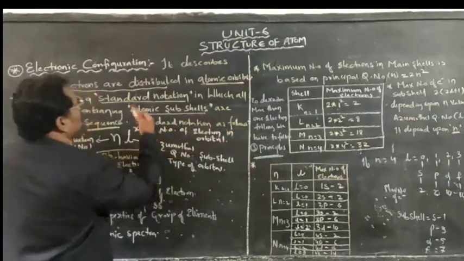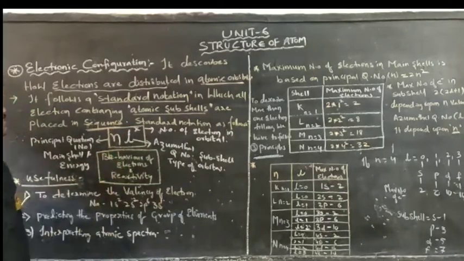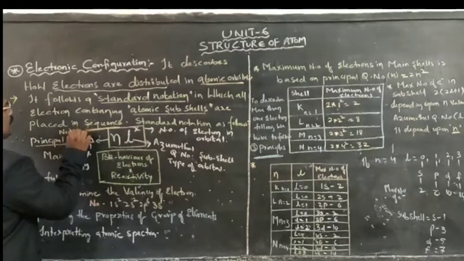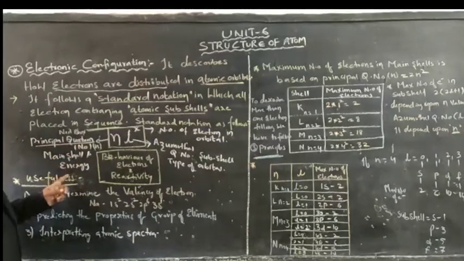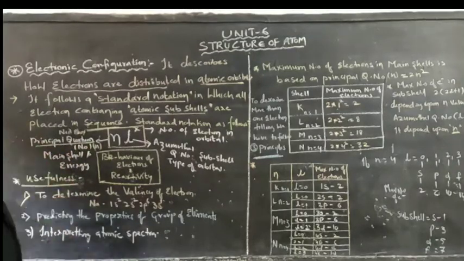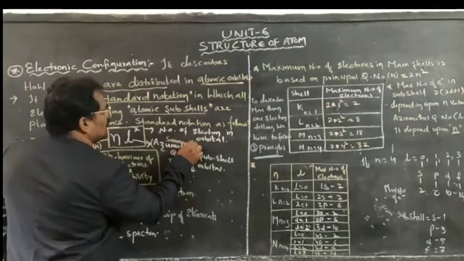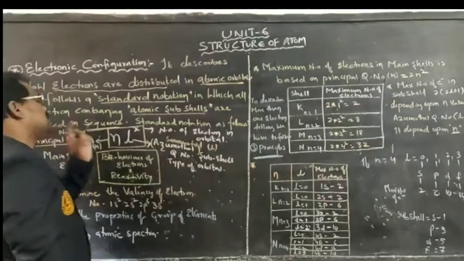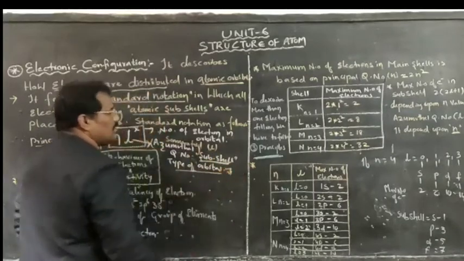The standard notation of a particular electronic configuration is n l superscript x, where n indicates the principal quantum number, which was discovered by Niels Bohr. It means the main shell, and it talks about the energy of that particular shell. Where l represents the azimuthal quantum number, which was discovered by Sommerfeld. Depending upon the principal quantum number, it talks about subshells and what type of orbital exists.